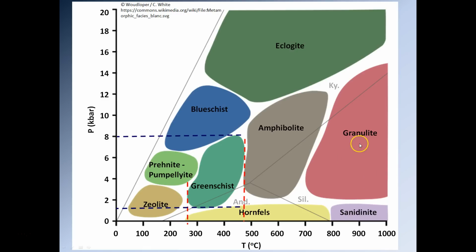Essentially, I can say my granite was metamorphosed to amphibolite facies, or my basalt was metamorphosed to eclogite facies, or my limestone was metamorphosed to blueschist facies, depending on the pressure and temperature the rock was exposed to.